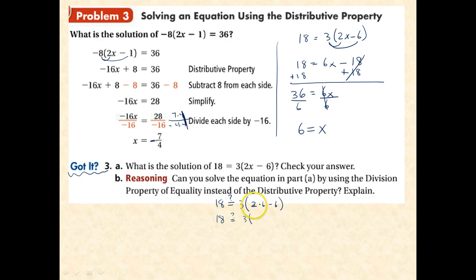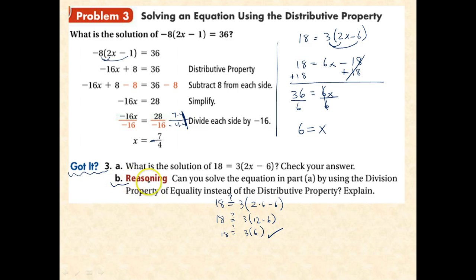Three times, let's see, 2 times 6 is 12 minus 6. 12 minus 6 is 6. And 18 equals 3 times 6, so that checks out.